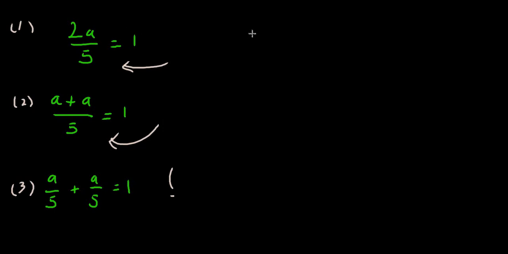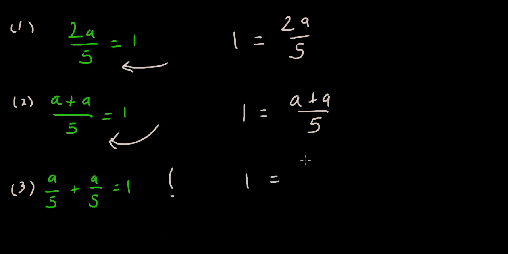So we literally have this: in our first equation, we have 1 equals 2a over 5. There we swap the sides. Here we can have 1 equals a plus a over 5. And there again we swap sides. And here we have 1 equals a over 5 plus a over 5. And we've again swapped our sides.